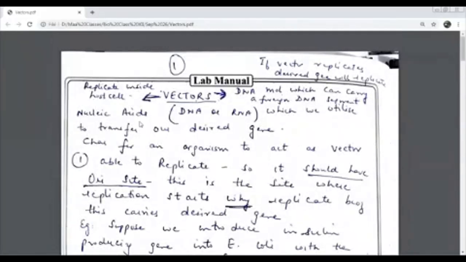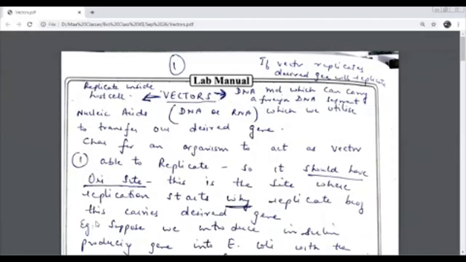See, I said what are vectors? Basically, they are nucleic acids. They could be DNA or small strands of RNA which we utilize to transfer our desired gene. Vectors are mainly DNA molecules which can carry a foreign gene, go inside the host cell and replicate. Which was the first characteristic, quickly, children? Able to replicate. They should be able to replicate. For that, they should have which site? Ori site.